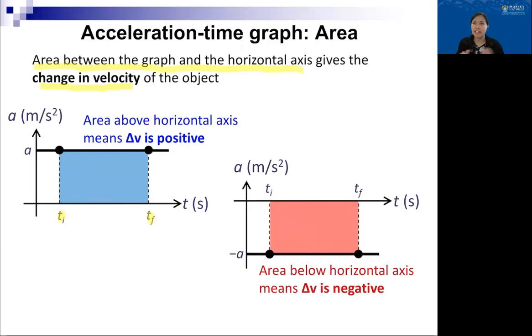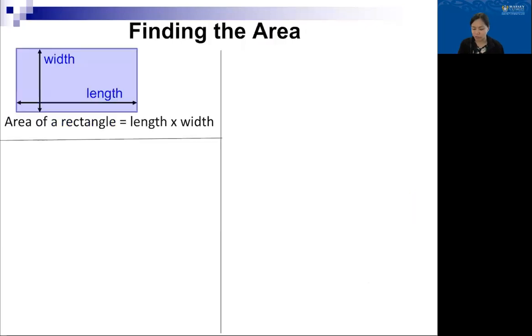Right. Okay, so that's the key idea behind how you can use the motion graph to find the velocity or the displacement. Now, the next question is, how do we solve the area? Right, we know that we need to figure out what the area is, but how do we actually solve for the area? So you can see here for the acceleration time graph that the area actually traces a geometrical shape. So the area here looks like a rectangle. And so to figure out this area, we need to know how to solve the area of a rectangle.